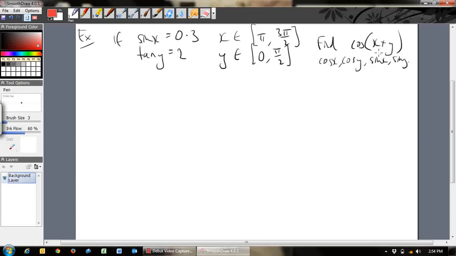So let's just have a think about it. We've got sine x, so we know that. That's ticked. We've got that one, it's 0.3, so that's good. All the others we don't know. So let's go and try to find each of these.